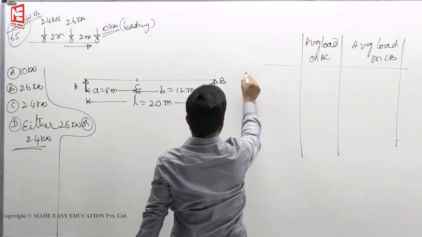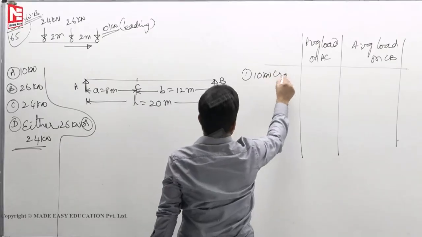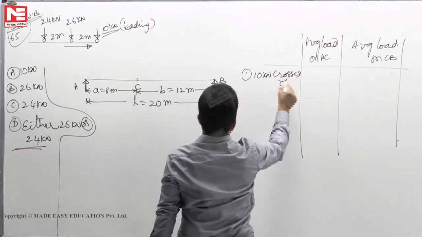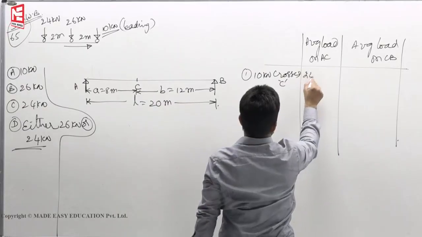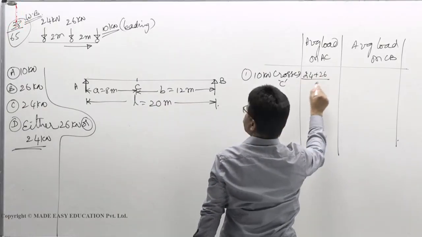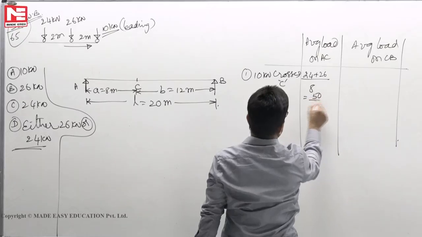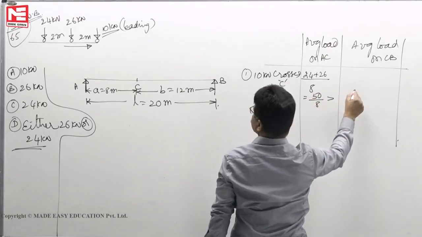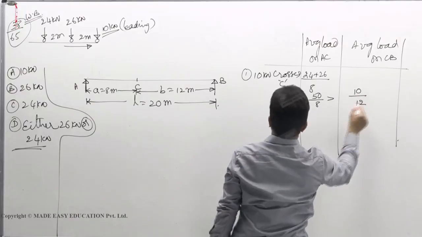Say 10 kilonewton crosses C. When 10 crosses C, what will happen? What is left out here is 24 plus 26 by 8. That means 50 by 8. This is greater than 10 by 12.